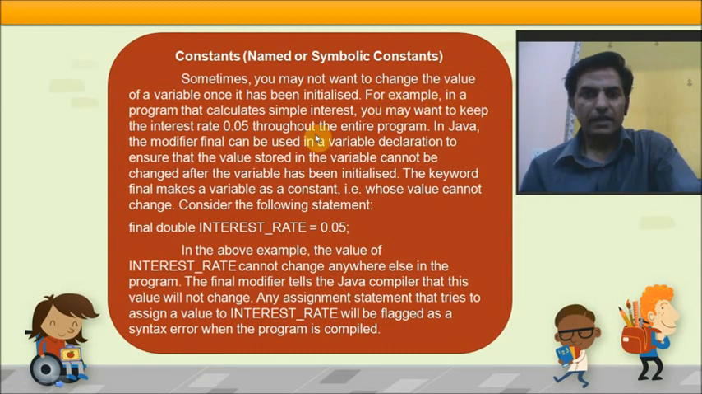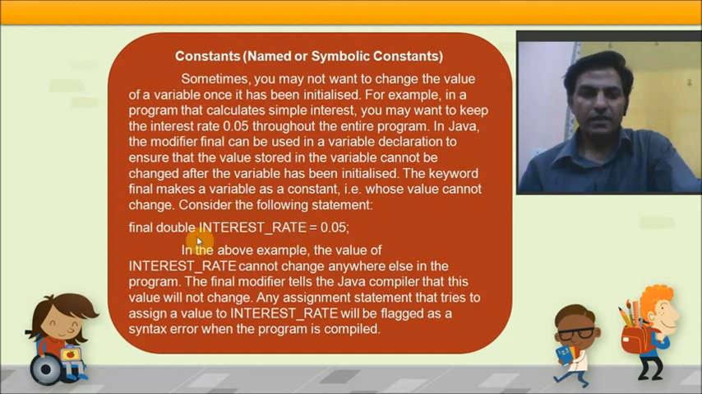For example, in a program that calculates simple interest, you may want to keep the interest rate 0.05 throughout the entire program. In Java, the modifier final can be used in a variable declaration to ensure that the value stored in the variable cannot be changed after the variable has been initialized. The keyword final makes a variable a constant, that is, one whose value cannot change.